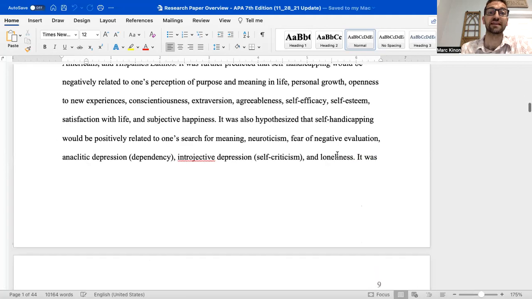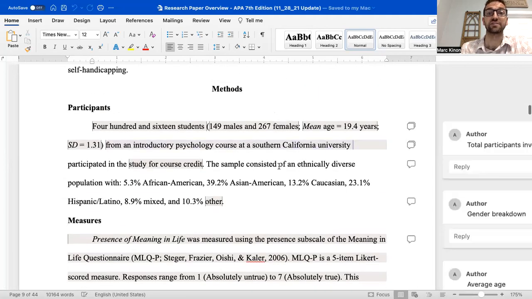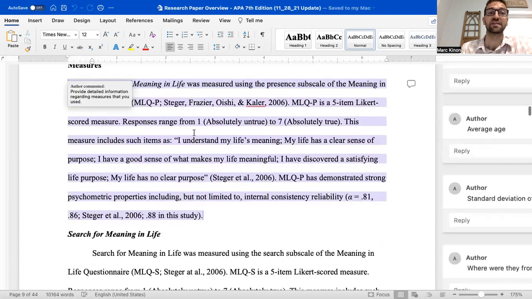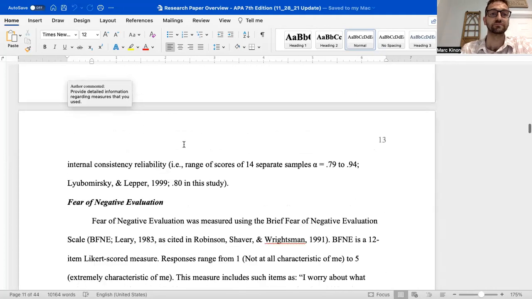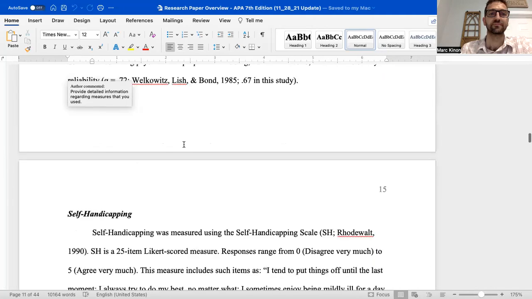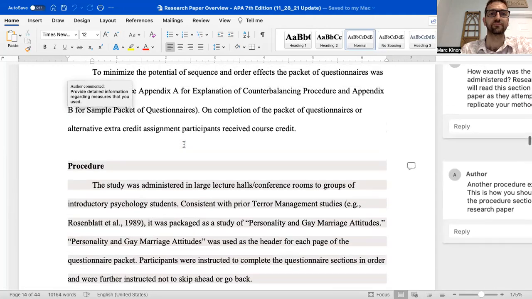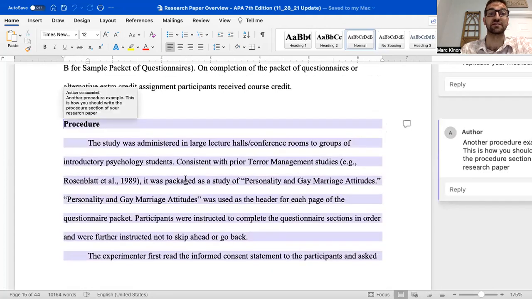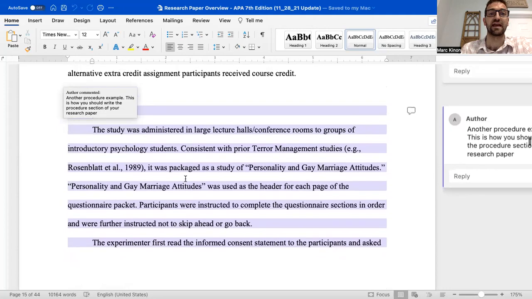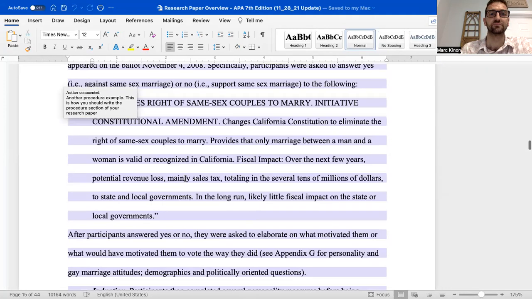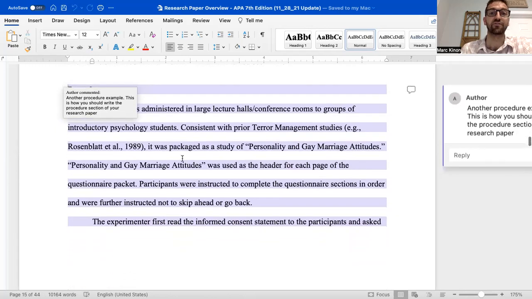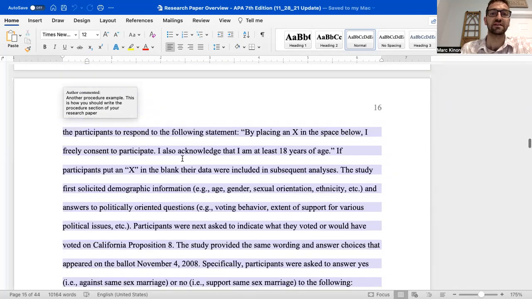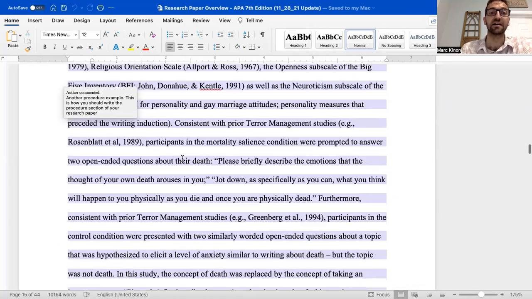So far we've just done the introduction. So now we're on the method section, right? Last week we did the participant section, and we're skipping the measures for now. We'll do that next week. And then there's the procedure section. This is the procedure I wrote for personality and gay marriage attitudes, so you can have an idea of what it should look like.